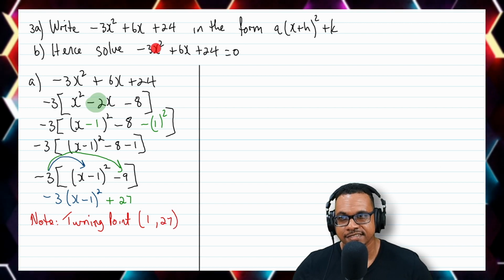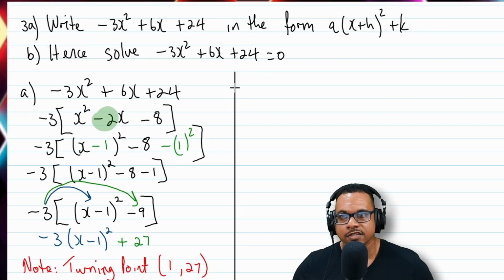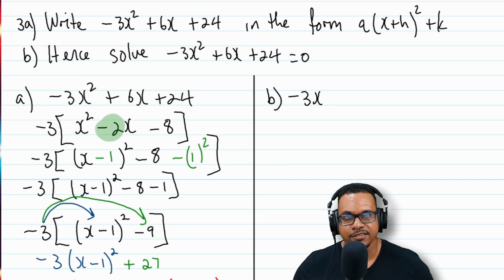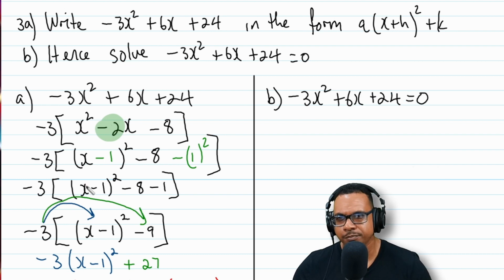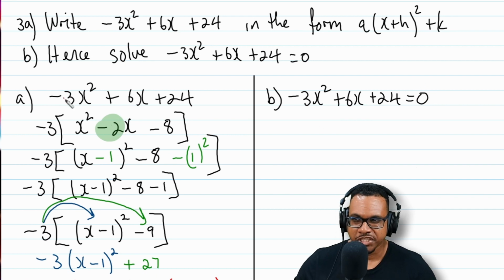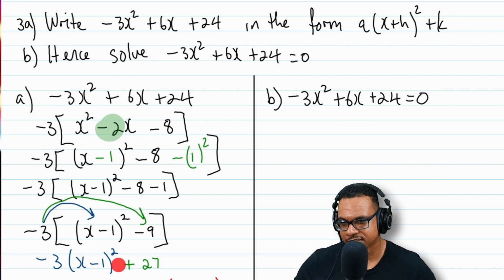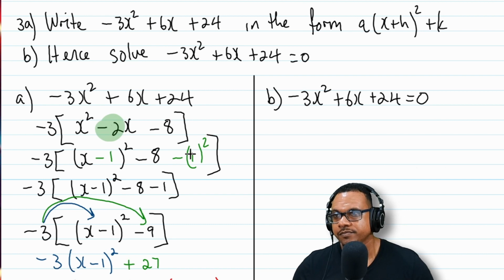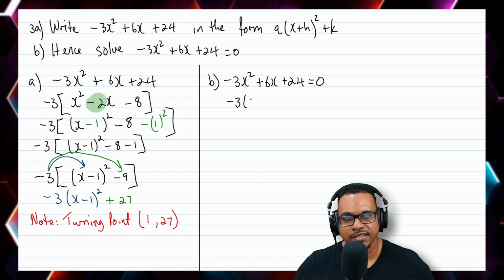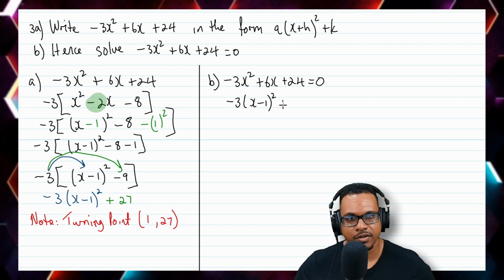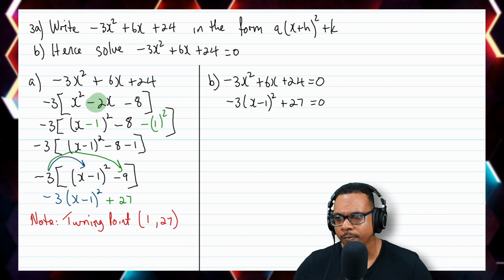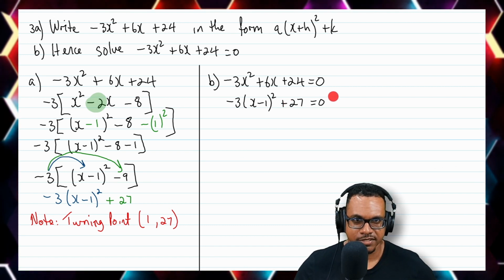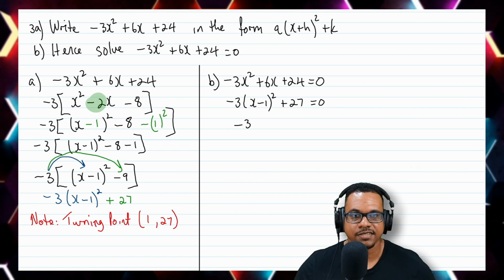So now for part B, hence solve this quadratic being equal to 0. So I'll put for part B, we have -3x squared plus 6x plus 24 is equal to 0. And if we put this quadratic being equal to 0, when we change the form of this quadratic, we got this. So these two are the same, just in different forms. So I'll just replace this quadratic with this form with the perfect square. So I'll have -3, open brackets, x take away 1, close brackets, squared, plus 27 is equal to 0. So now the first thing I'll do is transfer the +27 across the equal sign. It will turn to -27.